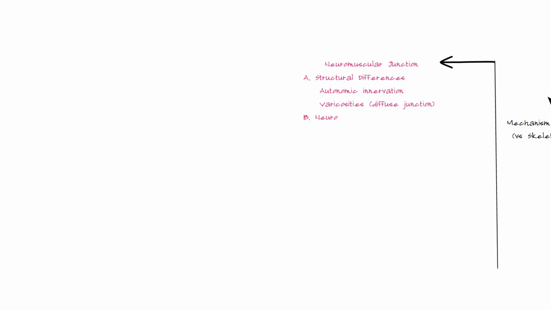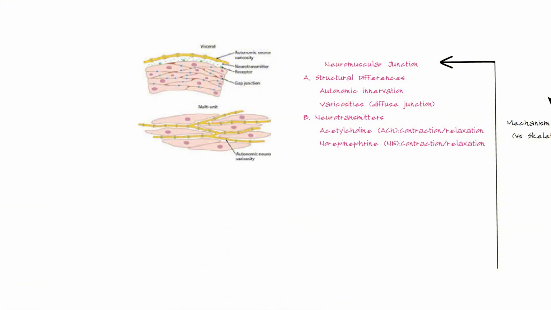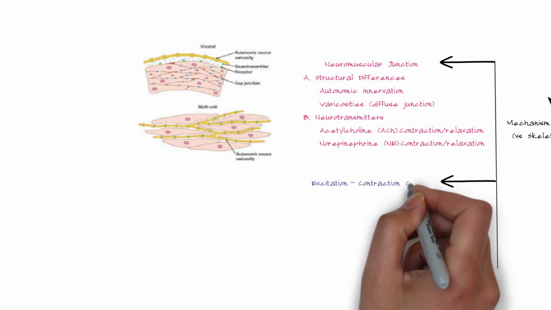rather there is a varicosity, and the varicosity contains the neurotransmitter, which is either acetylcholine, which can cause contraction or relaxation of smooth muscle, or norepinephrine, which causes contraction or relaxation of the smooth muscles. Remember that in the skeletal muscle, the neurotransmitter is only acetylcholine, and it only causes a contraction of the skeletal muscles.